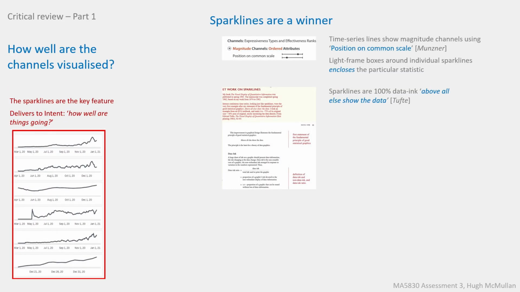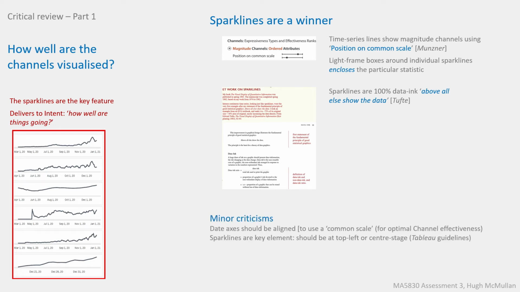A key feature on this dashboard are the spark lines, time series lines showing the movement in the different statistics over time. Per Munzner, the most effective magnitude channel is the position on a common scale. Time series fit that. Edward Tufte first displayed spark lines in 1983 in his The Visual Display of Quantitative Information. Tufte highlighted that spark lines show nothing but data, perfect data ink ratio. A criticism of this dashboard is that the spark lines do not share a common date axis. They should, to comply with the position on common scale criterion. As well, the spark lines should perhaps be to the left or at least in the centre of the page.